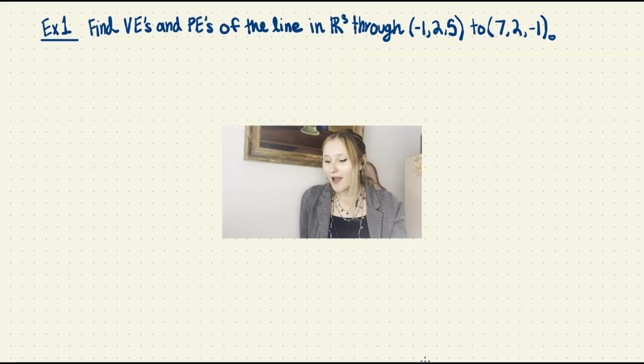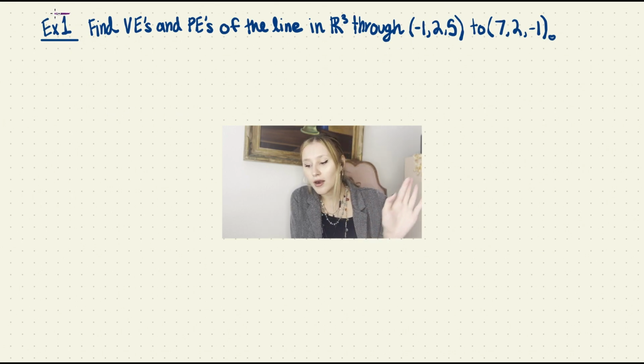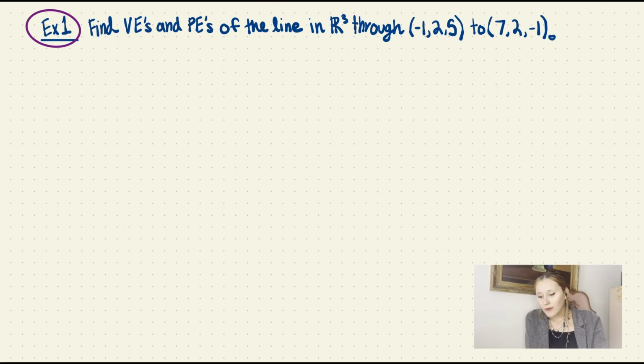So these are the two forms that we're going to be talking about today. So I have 4 examples that we're going to go through, so you get extra practice. And let's go. Okay, example 1. Find the vector equations and the parametric equations of the line in R cubed through this point, -1, 2, 5, to 7, 2, -1.